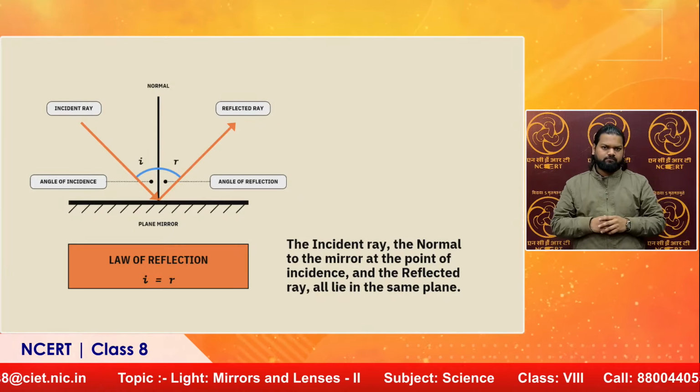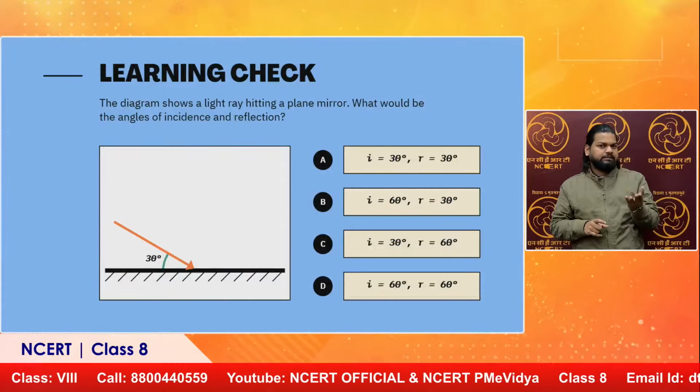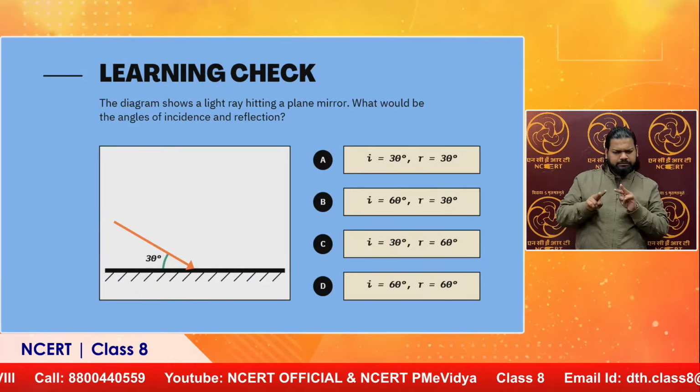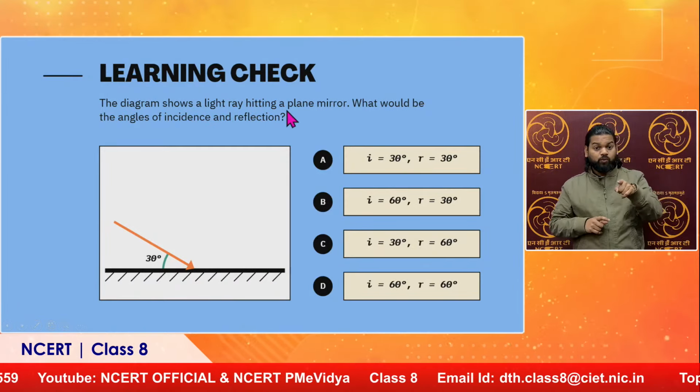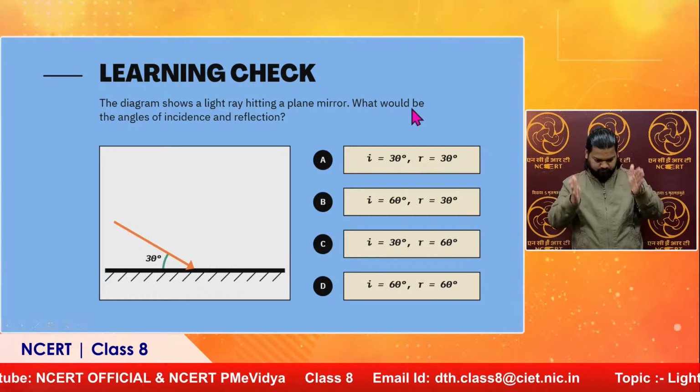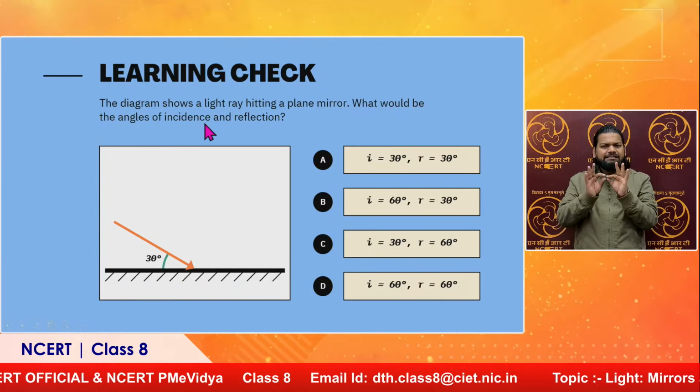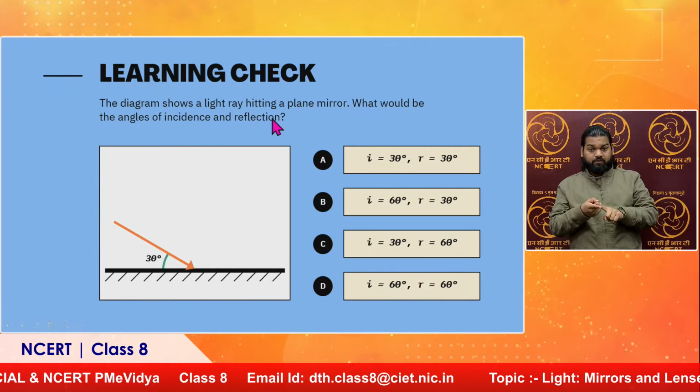So, can we take some example to understand this better? Yes, because this concept is very important. So students should practice the numericals which are given in the text. We also have one example over here. You just have to see this figure keenly and observe what's happening. The diagram shows a light ray hitting a plane mirror. What would be the angle of incidence and reflection?